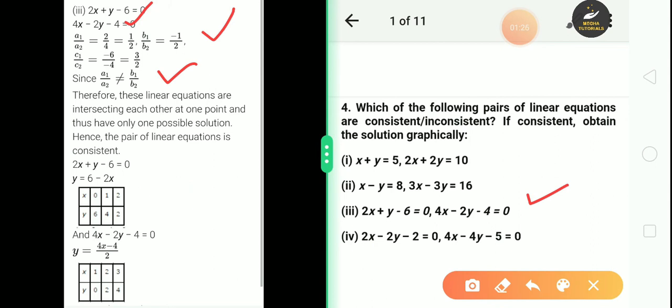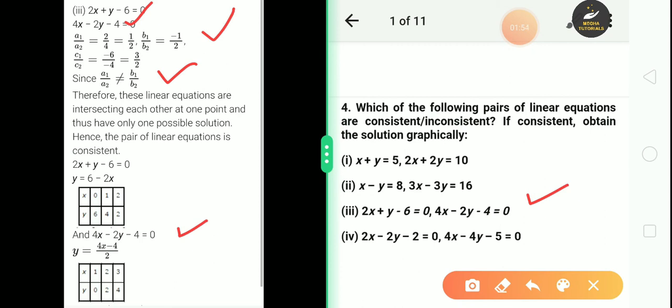Now check for equation 2, that is 4x minus 2y minus 4 is equal to 0. Using transposition you can write y is equal to 4x minus 4 upon 2. Then assume the values of x to get the values of y. So when x is equal to 1, we are getting y is equal to 4 minus 4 upon 2, that is 0 upon 2 is equal to 0. So when x is equal to 1, we are getting y is equal to 0.